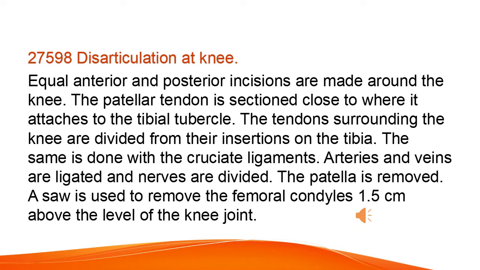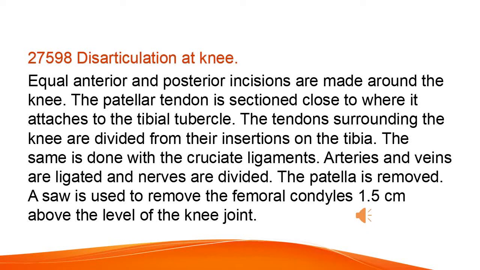Disarticulation at knee. Equal anterior and posterior incisions are made around the knee. The patellar tendon is sectioned close to where it attaches to the tibial tubercle. The tendons surrounding the knee are divided from their insertions on the tibia. The same is done with the cruciate ligaments. Arteries and veins are ligated and nerves are divided.